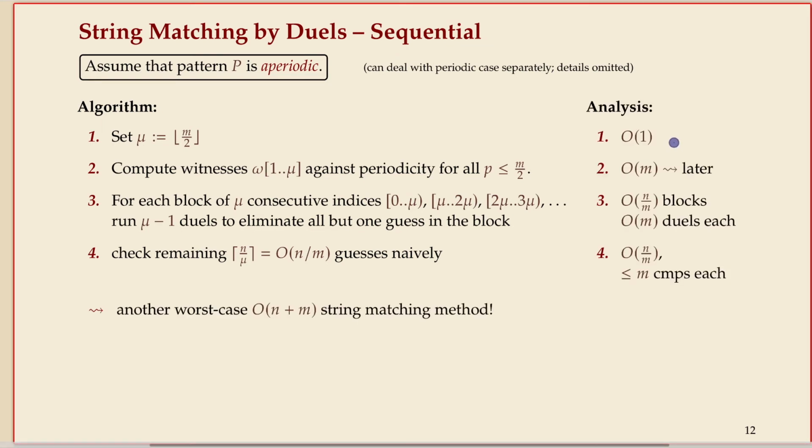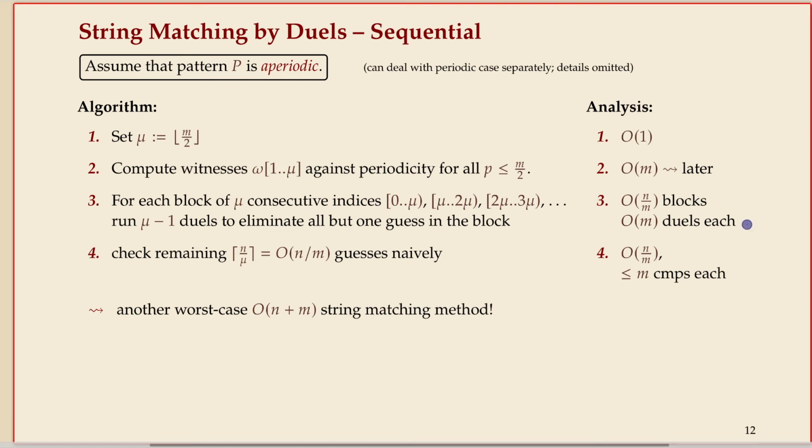I want to briefly go through the individual steps to convince you that it's another worst case linear time method. The first step is just computing one number. That's trivial. The second step, computing these witnesses, I'll comment on very briefly later, but it's essentially a twist on KMP. And if you've seen the connection between the shortest period and the failure function, maybe this is not so surprising that the two can be reduced to each other.